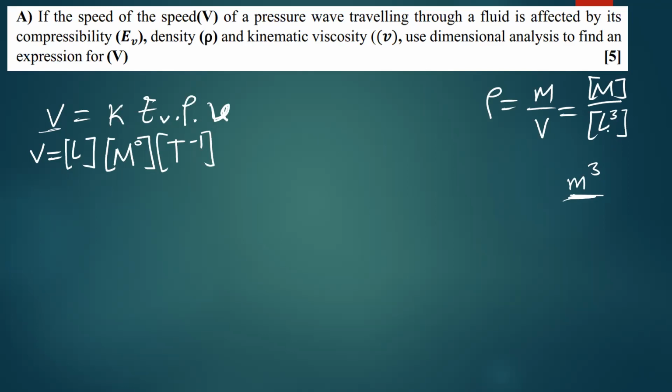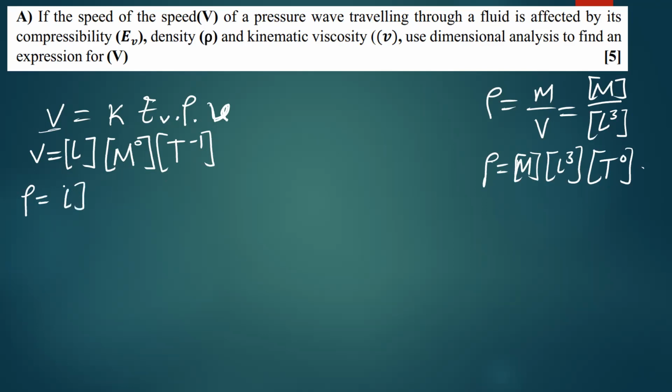And then the density can be written as M to the power 1 and then L to the power 3. But we don't have t here. So since we don't have t, I can also just add t to the power 0 there. So the dimensions for the density, let me arrange them according to the way I've arranged the velocity. So L to the power 3 there, then M to the power 1, and then t to the power 0.